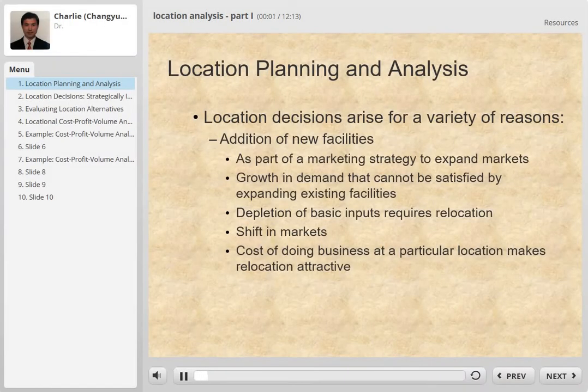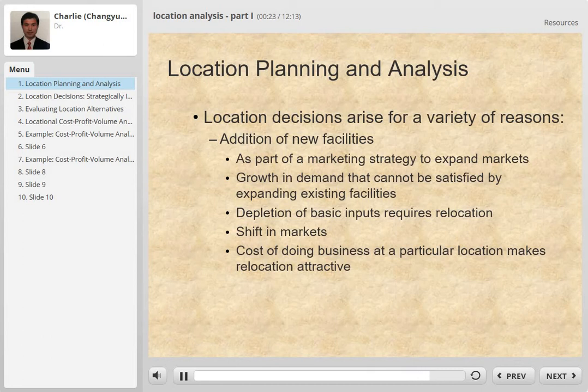In this session, we look at the location planning and analysis. There are many possible reasons for location decisions. For example, as part of the marketing strategy, expand the market to new areas. There has to be a good reason that makes the relocation attractive. We have to bear that in mind.